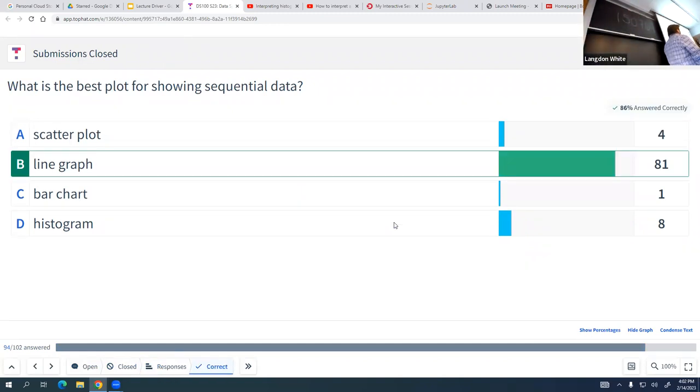And does anybody know why it's kind of an accidental trick question? Yeah, so he uses the word plot in the question. Plot is arguably a generic term for graphs in general, and when typing this, fingers said plot, so it's an unintentional tie to scatter plot. But the correct answer is a line graph. And basically the key word here is sequential.